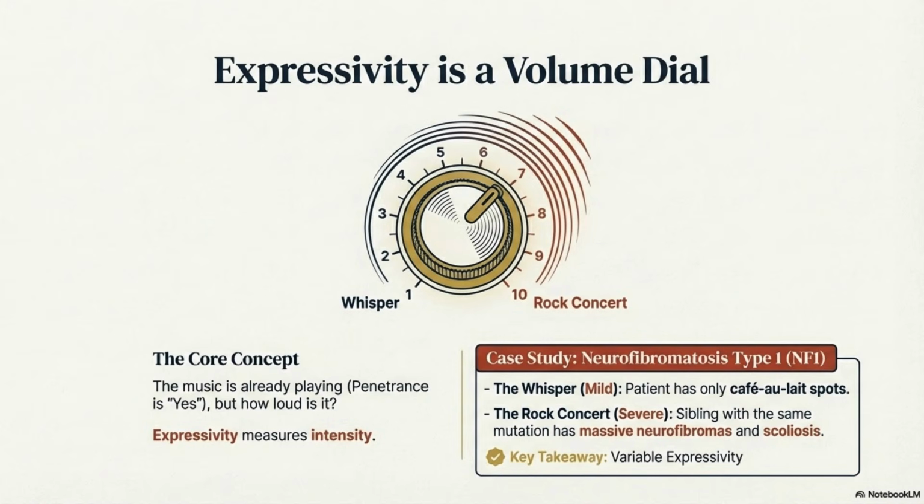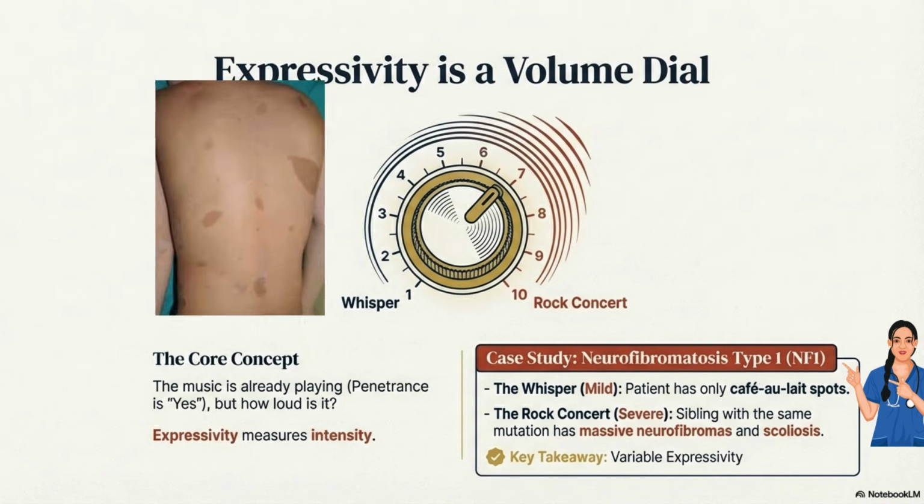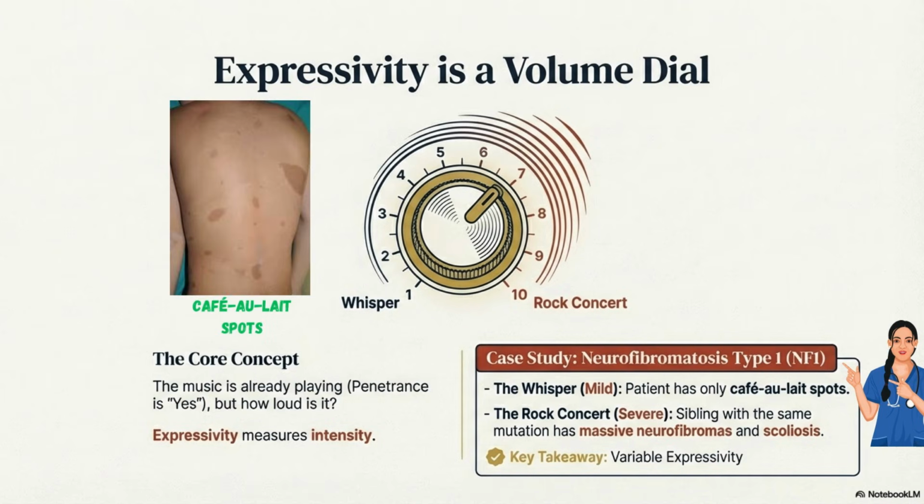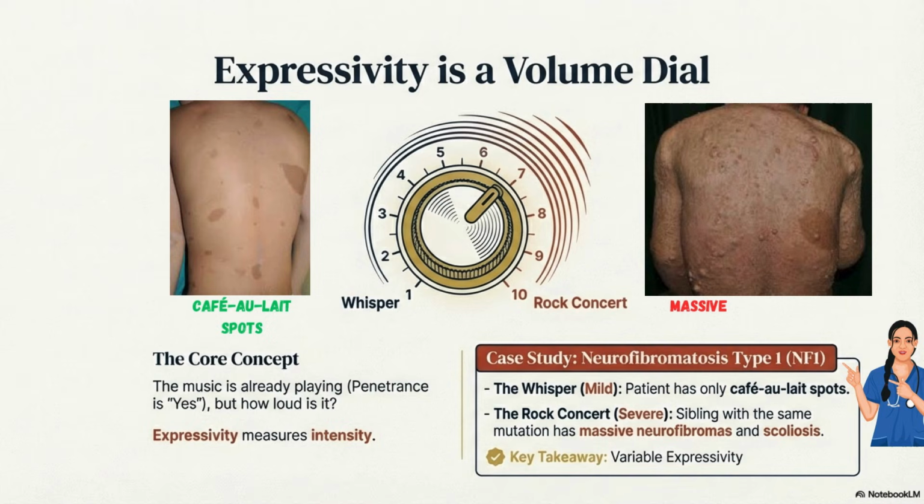Expressivity. This is a volume dial. You have the disease, but how bad is it? The music is playing, penetrance is yes, but is it a whisper or a rock concert? Example, neurofibromatosis type 1. One patient might just have cafe au lait spots, which are mild, while their sibling has massive neurofibromas and scoliosis, the severe form. This is variable expressivity.